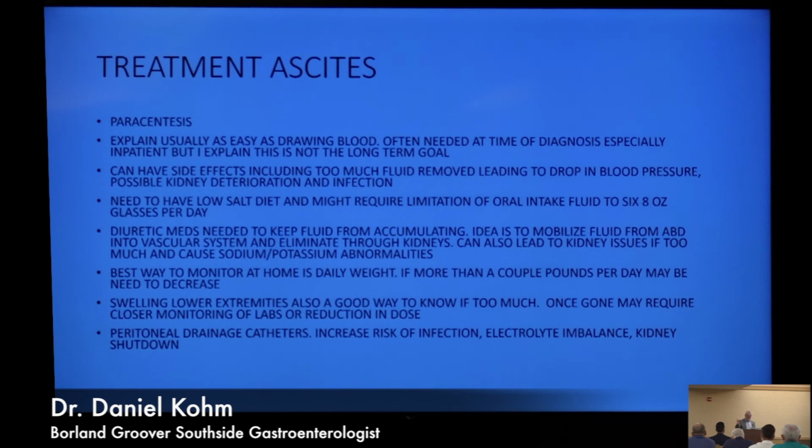A pearl that I learned years ago, and it's paid off pretty well for me, is you can be pretty cavalier, especially in inpatients, when they've got peripheral edema, lower extremity edema. When that starts to go away, that's where you really have to watch the diuretics, because you don't want to get hepatorenal syndrome, which is one of the ways that happens.